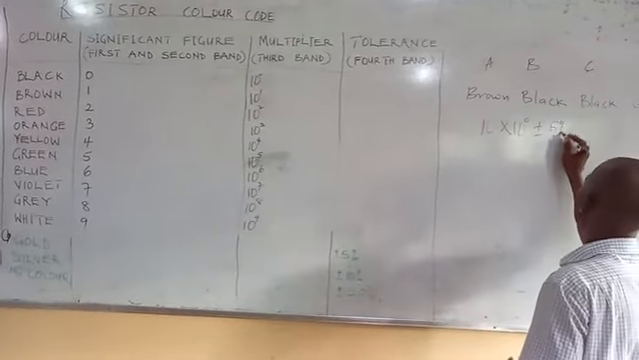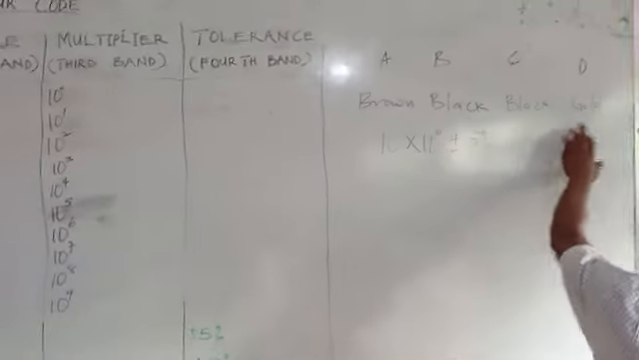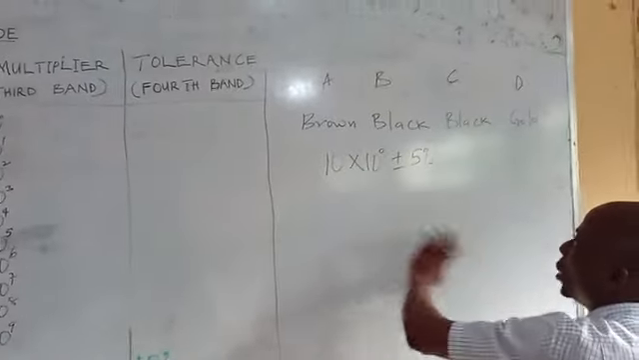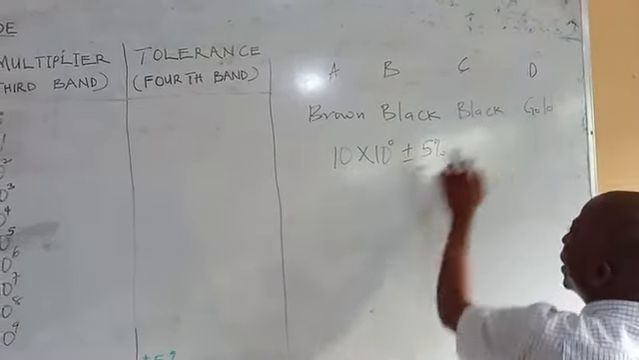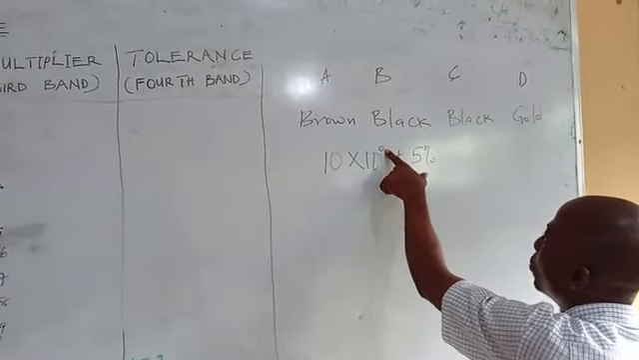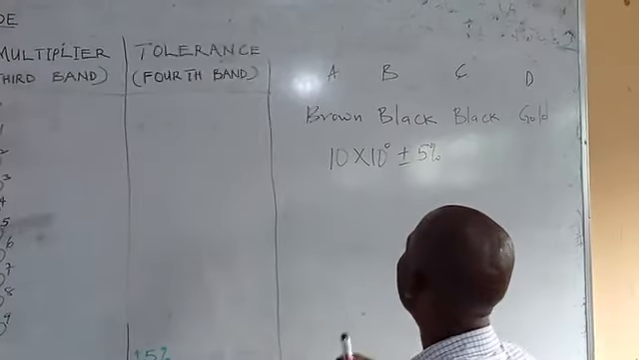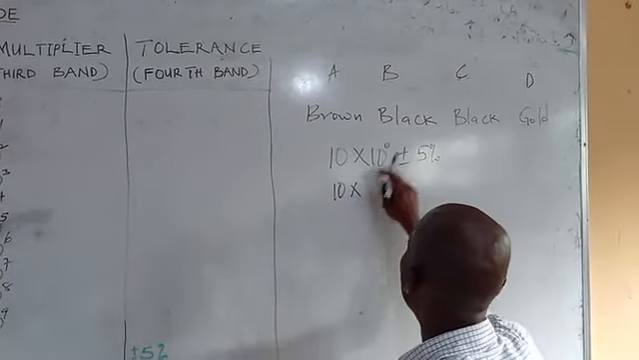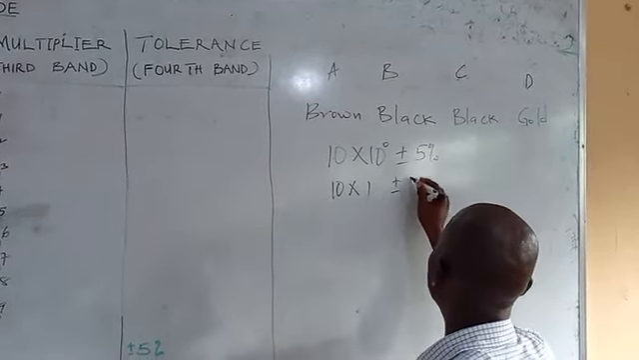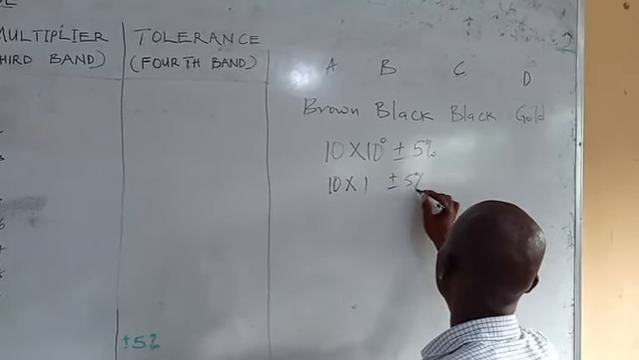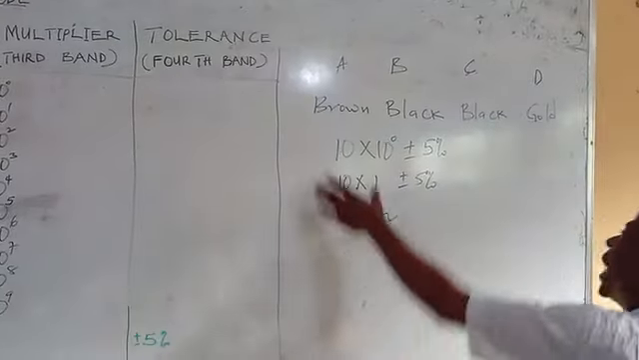So when we have brown, black, black, and gold, these 4 colors on the resistor: brown is 1, black is 0. The third one is the multiplier, times 10 raised to the power 0. Any number raised to the power 0 is 1. So we have plus or minus 5%. 10 times 1 is 10. It means that this resistor is a 10 ohm resistor.